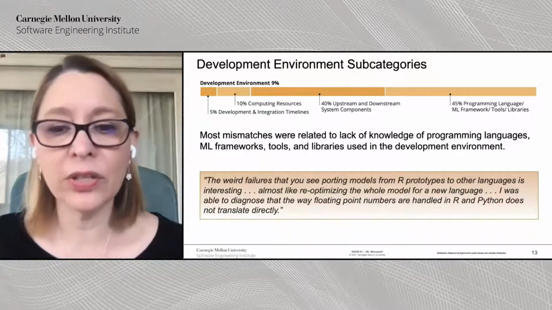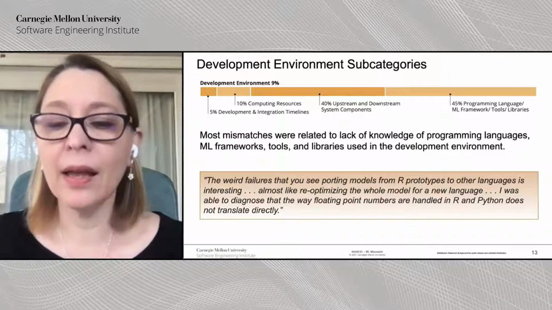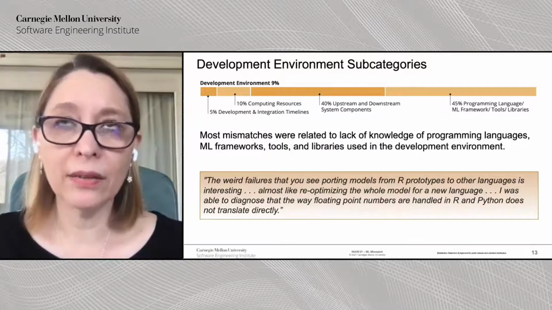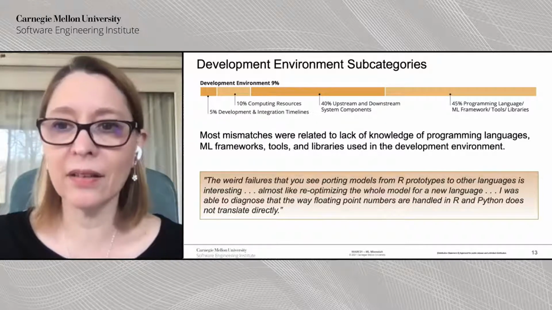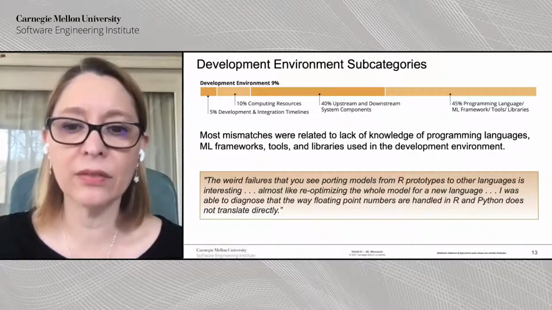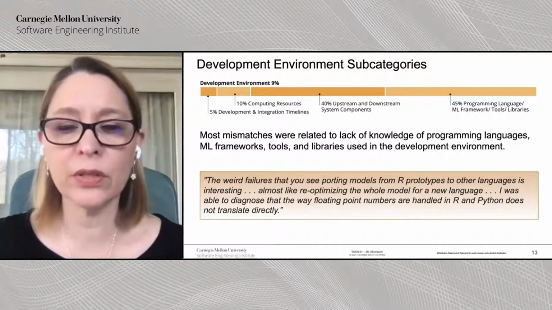A very interesting example came up where the way the floating point numbers were handled was very different in R and Python, and they were getting errors and they didn't understand why, and after doing some troubleshooting, they realized it was a difference in libraries.